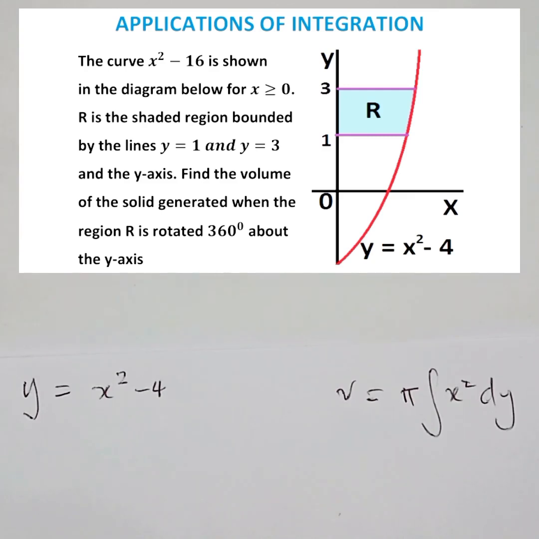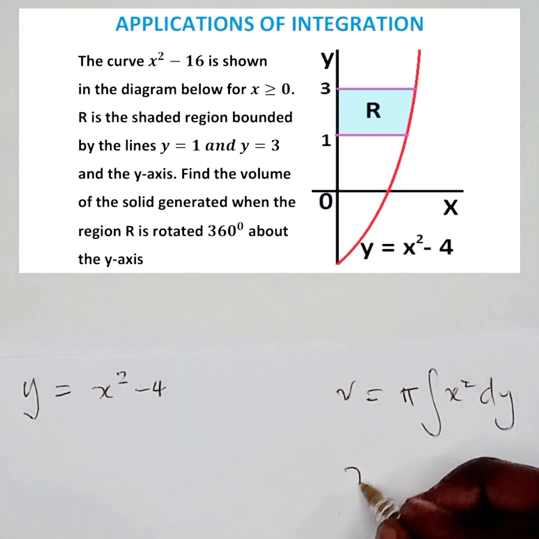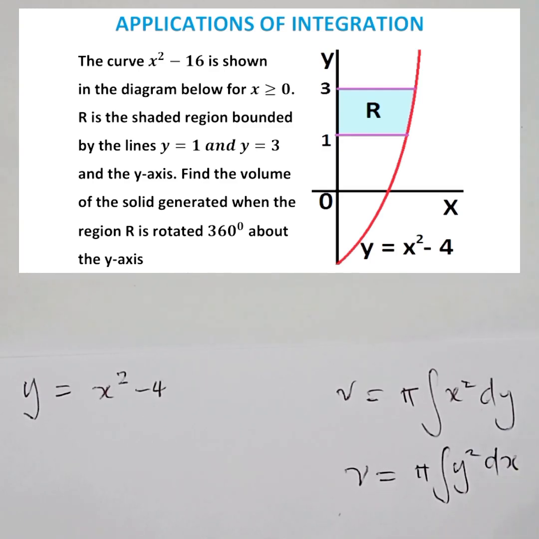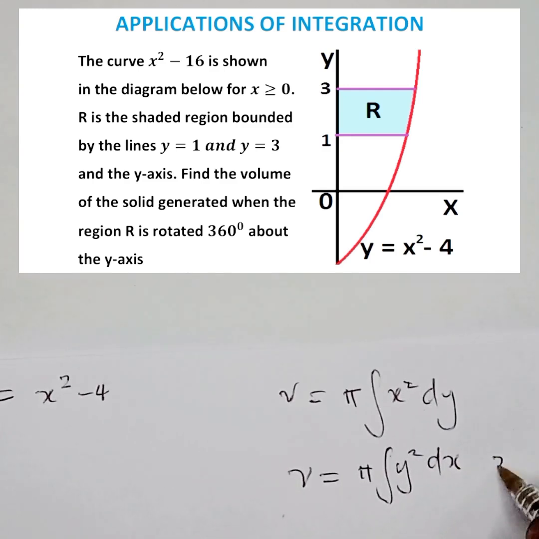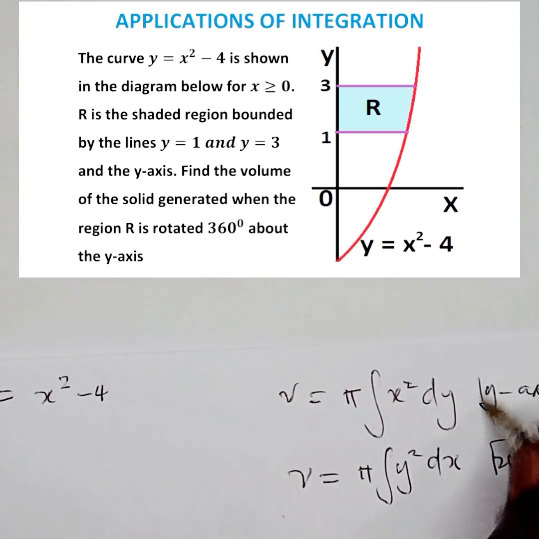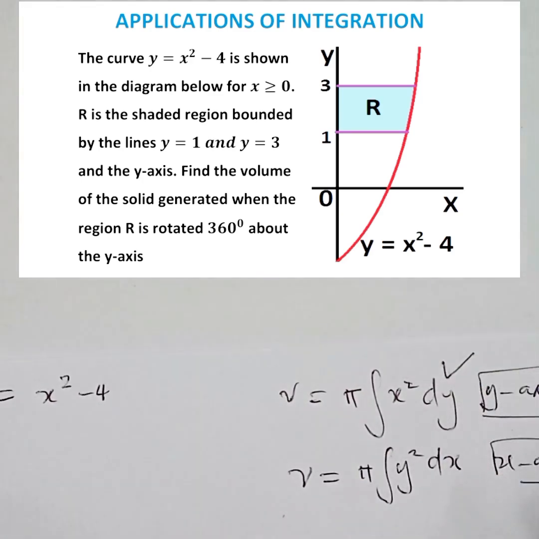Now when we have a rotation about the y-axis, we use this formula, all right? But when we have a rotation about the x-axis, we are going to use V is equal to pi integral of y squared dx. This is about the x-axis, right? And this is about the y-axis. And we are going to use that, all right?